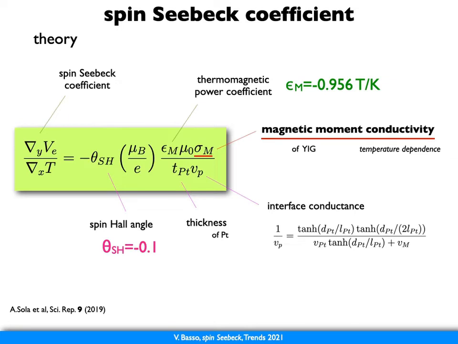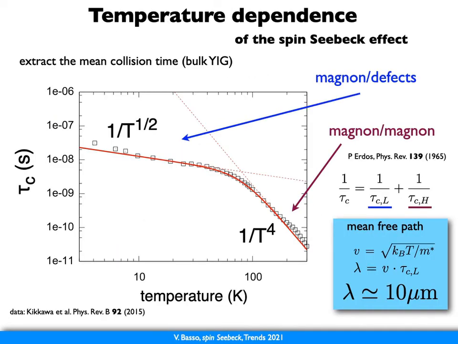The spin-Hall angle of platinum is known. Thermomagnetic power coefficient for a ferromagnet is known. Then we have thicknesses, spin diffusion lengths of several materials, well, platinum and YIG. So we can compute the missing one, but essentially the missing one is the magnetic moment conductivity of YIG, or if you want, the mean collision time of YIG. So what we have done? We have taken this equation, we have taken the data for the bulk, and we have computed the typical collision time for YIG. And now I want to show you the result.